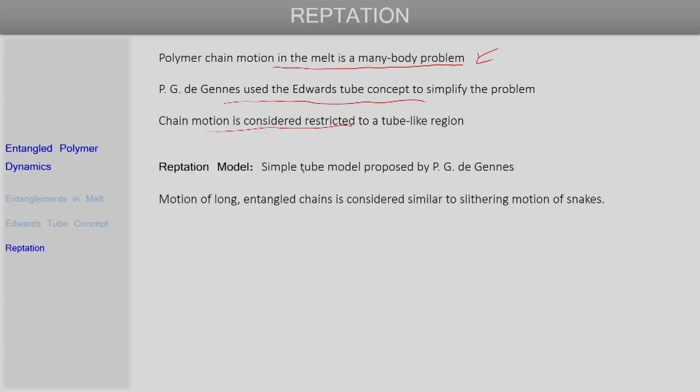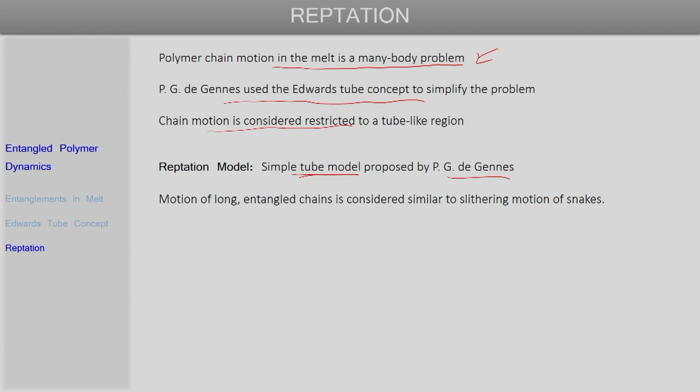So, the model proposed by de Gennes initially is one of the simplest tube models, and it is called the reptation model. It is a simple tube model proposed by de Gennes. Here what is assumed is that if you have long linear polymer chains present in a melt state and highly entangled, then their motion takes place in a manner analogous to the motion of a snake just slithering around various obstacles.